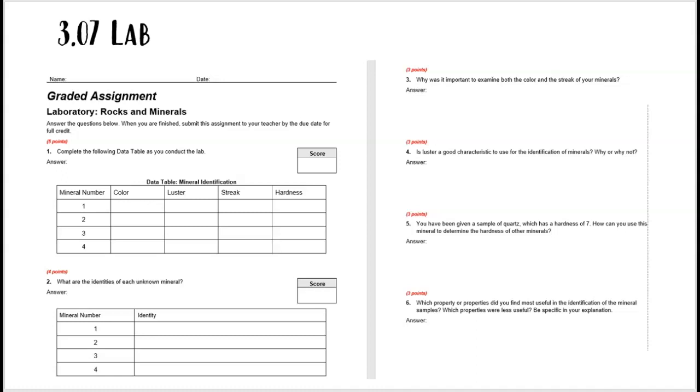All right, everyone, I wanted to walk you through Lab 3.7. This is the last lab for Earth Science A. And so let's get started. This is identification of minerals.